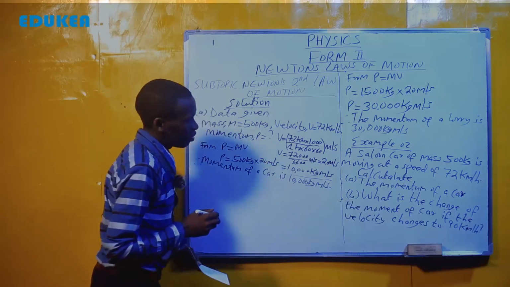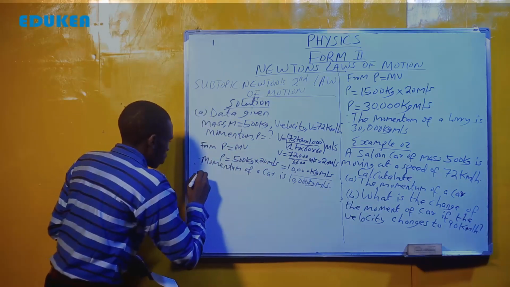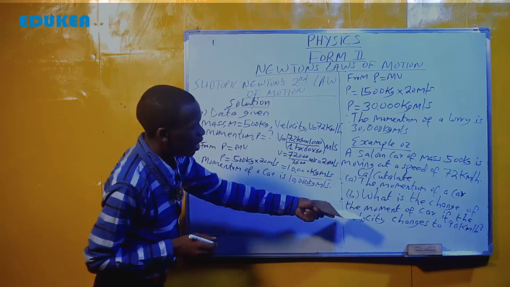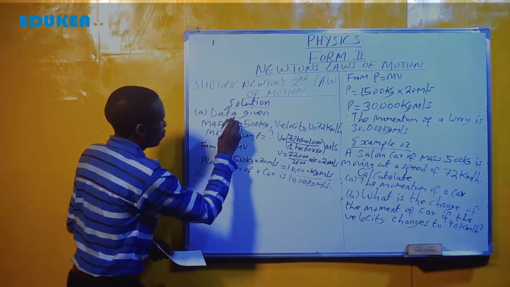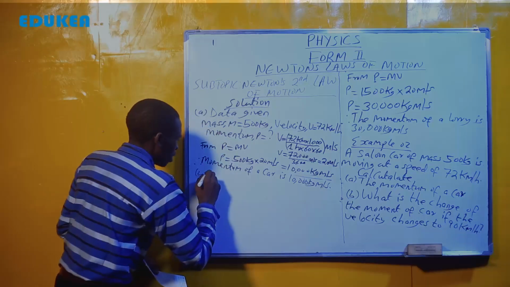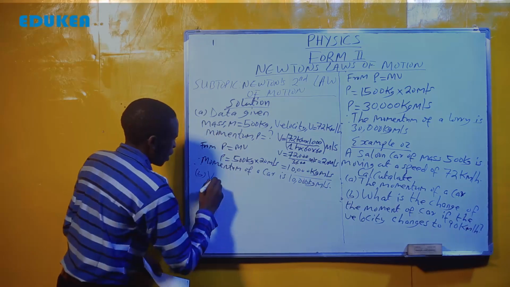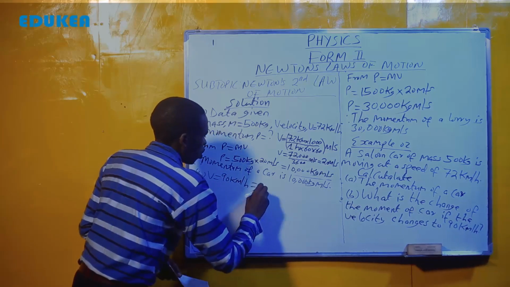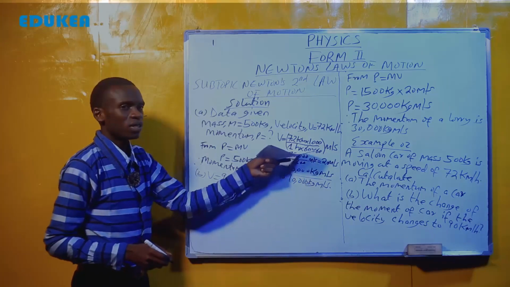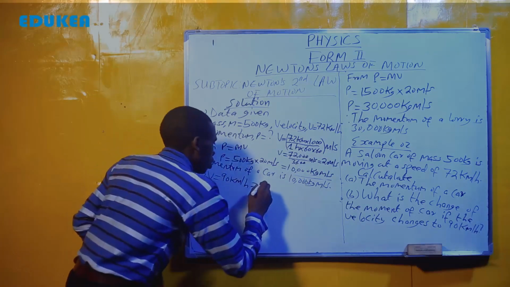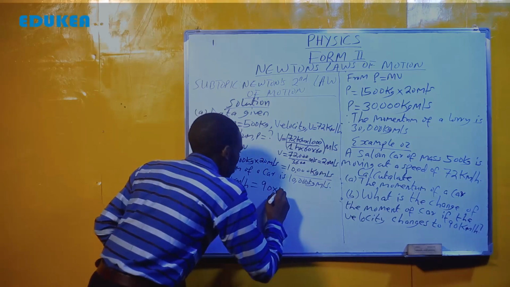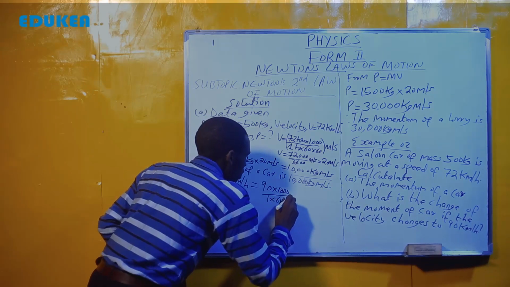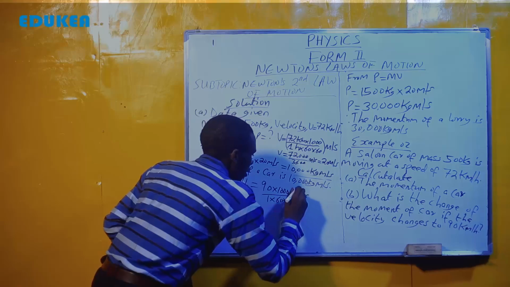Let's solve question B. Question B also, let's see data given. Here we are given velocity. This is initial velocity, but we are given v here is equal to 90 kilometer per hour. Also this we have to change it to meter per second as we have done in this. We take 90 times 1,000 over 1 times 60 times 60. This will be meter per second.